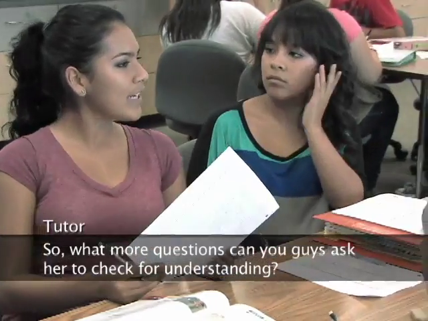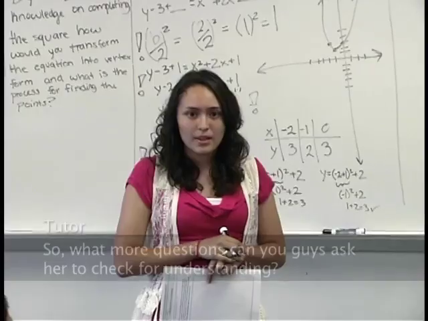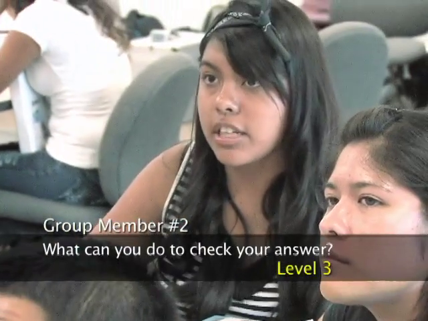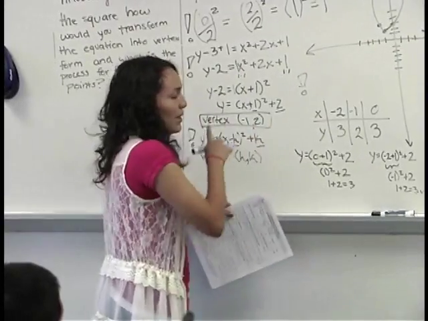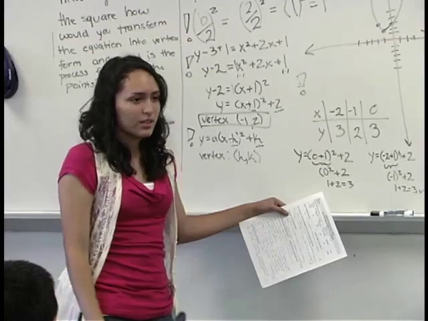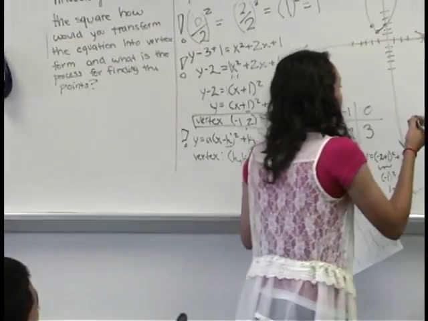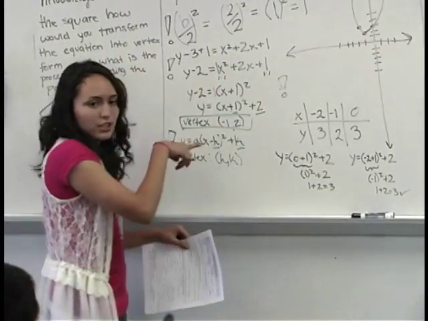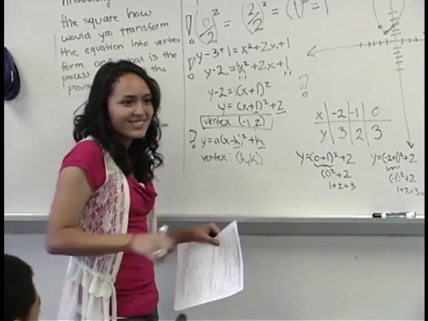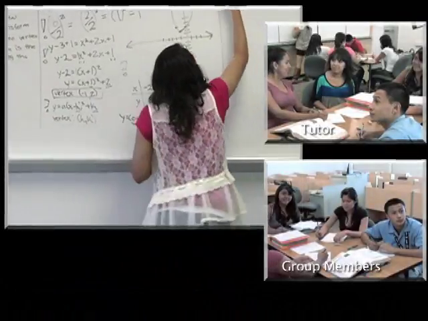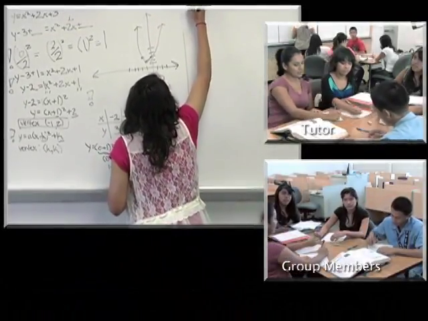So one more question: can you guys ask her to check for understanding? How do you know that your plot points are correct? What can you do to check your answer? By plugging it back into the equation and seeing that they reflect, which a parabola should do, reflect each point. So what equation would you plug them back into? The one that I got after I factored the vertex form equation. Any more questions? Are you guys done? Yeah. Okay, so we're going to write our steps.